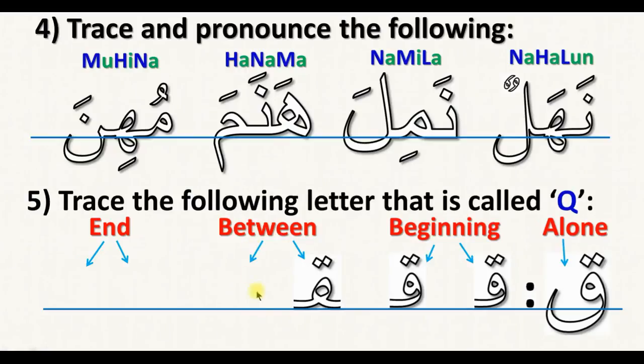Here is how the letter Q will appear when it is in the middle of the word. As you will notice, it has 2 stems, one on the right and one on the left. To begin writing the letter Q, you start from the right and you go on and you go up as if you're making the letter E in English. After that, you put in the 2 dots. From this point, it will be joined to the letter that comes after it.